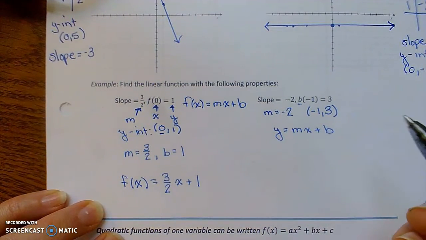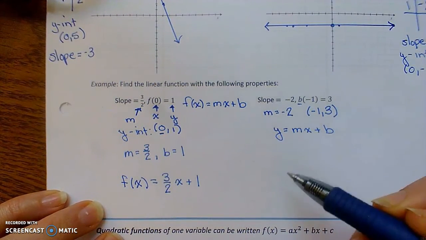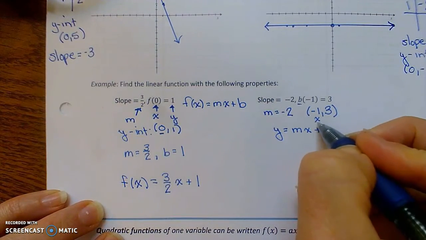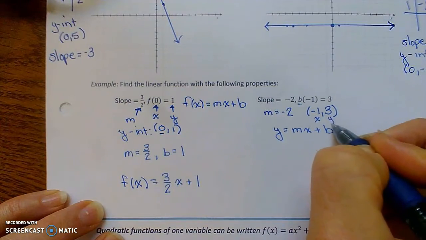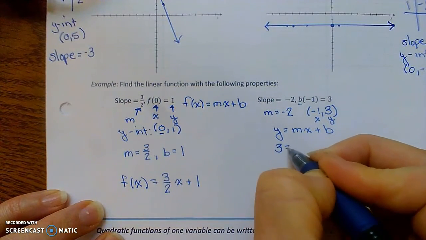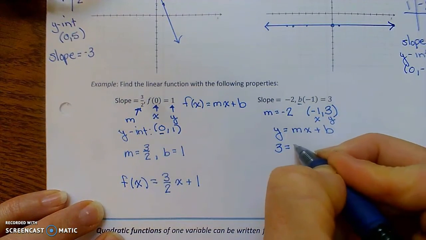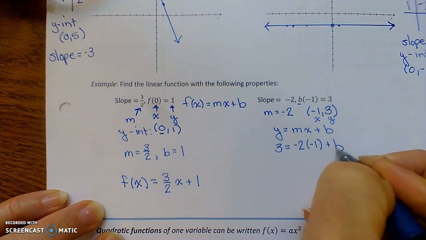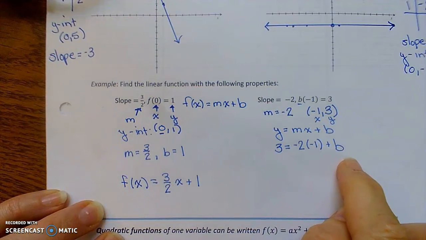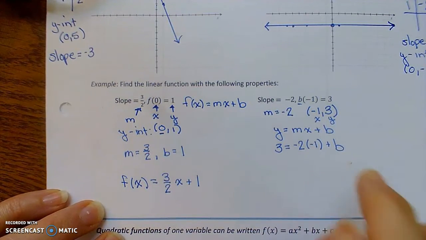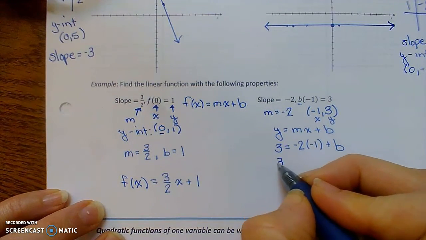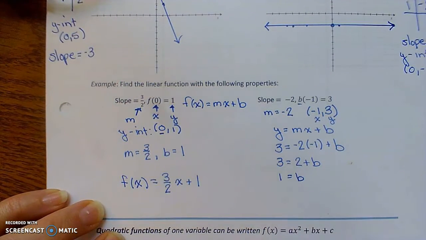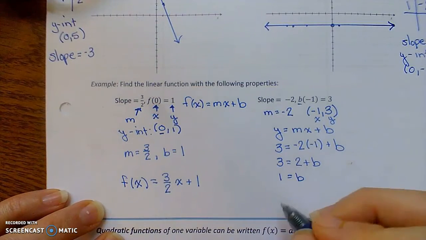And I'll plug in some of the known information and try to get my unknown information. So I'll use -1 for x, 3 for y. So 3 equals, I know that m here is -2, times x, which is -1, plus b. And now that I have that written down, I can solve to find what the y-intercept is. So 3 equals 2 plus b. Subtract 2 from both sides. 1 equals b.